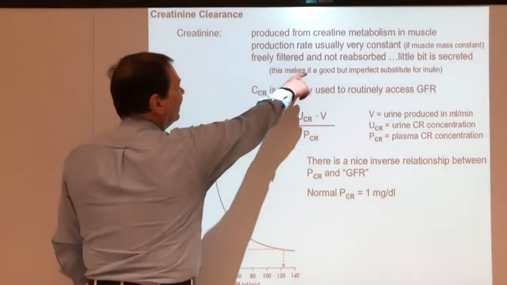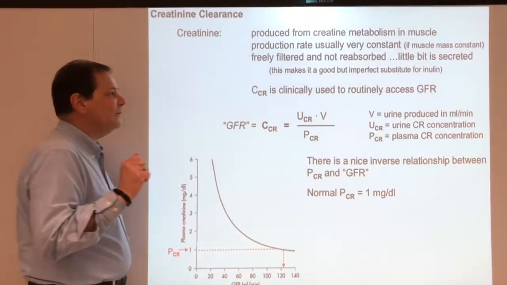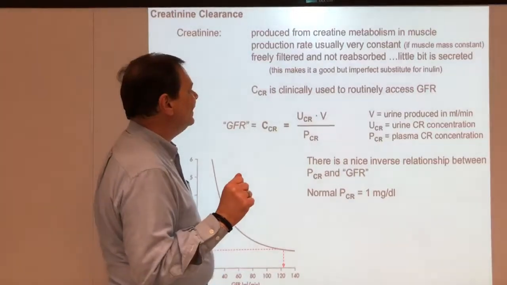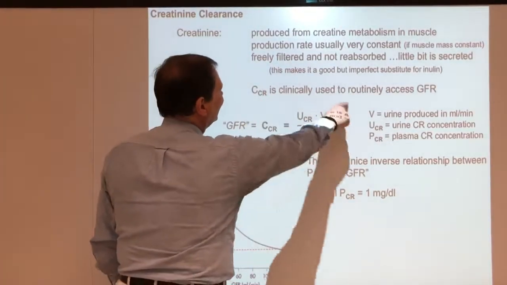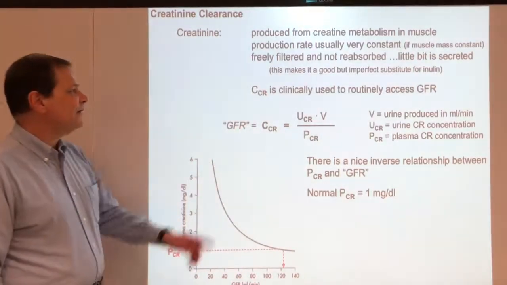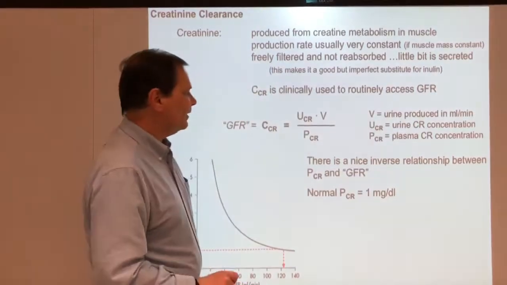It's freely filtered, it's not reabsorbed, it's secreted a little bit, but not too much. So you can use it, it's close enough for government work. You can use it to estimate the glomerular filtration rate because it's not reabsorbed and it's only secreted a little bit, all right?